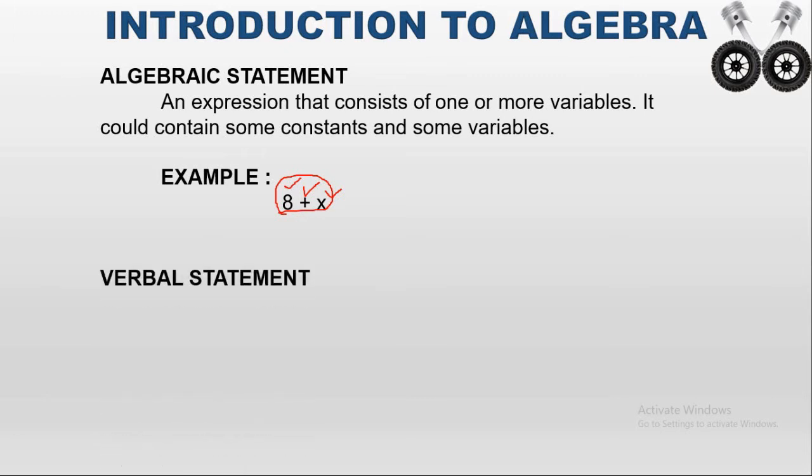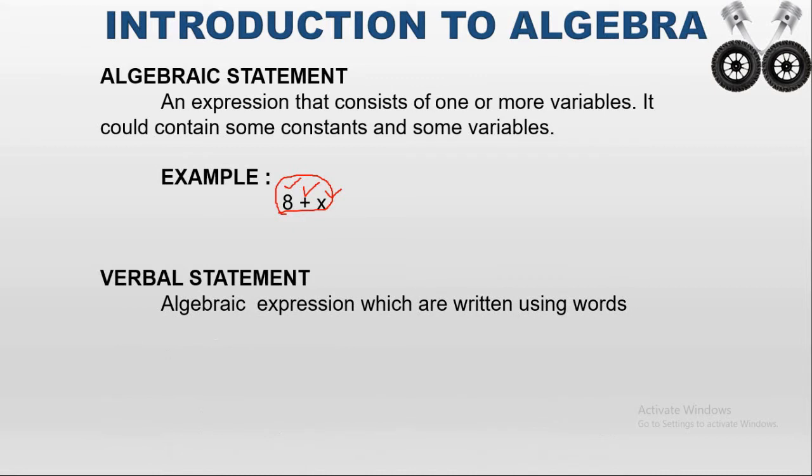So next we are going to see about the verbal statement. So what is a verbal statement? I have to write the algebraic expression in terms of words. For example, 8 plus x can be written as 8 more than a number x, or otherwise it can be written as sum of 8 and x. So if I write the algebraic expression in terms of words, then it is said to be the verbal statement.